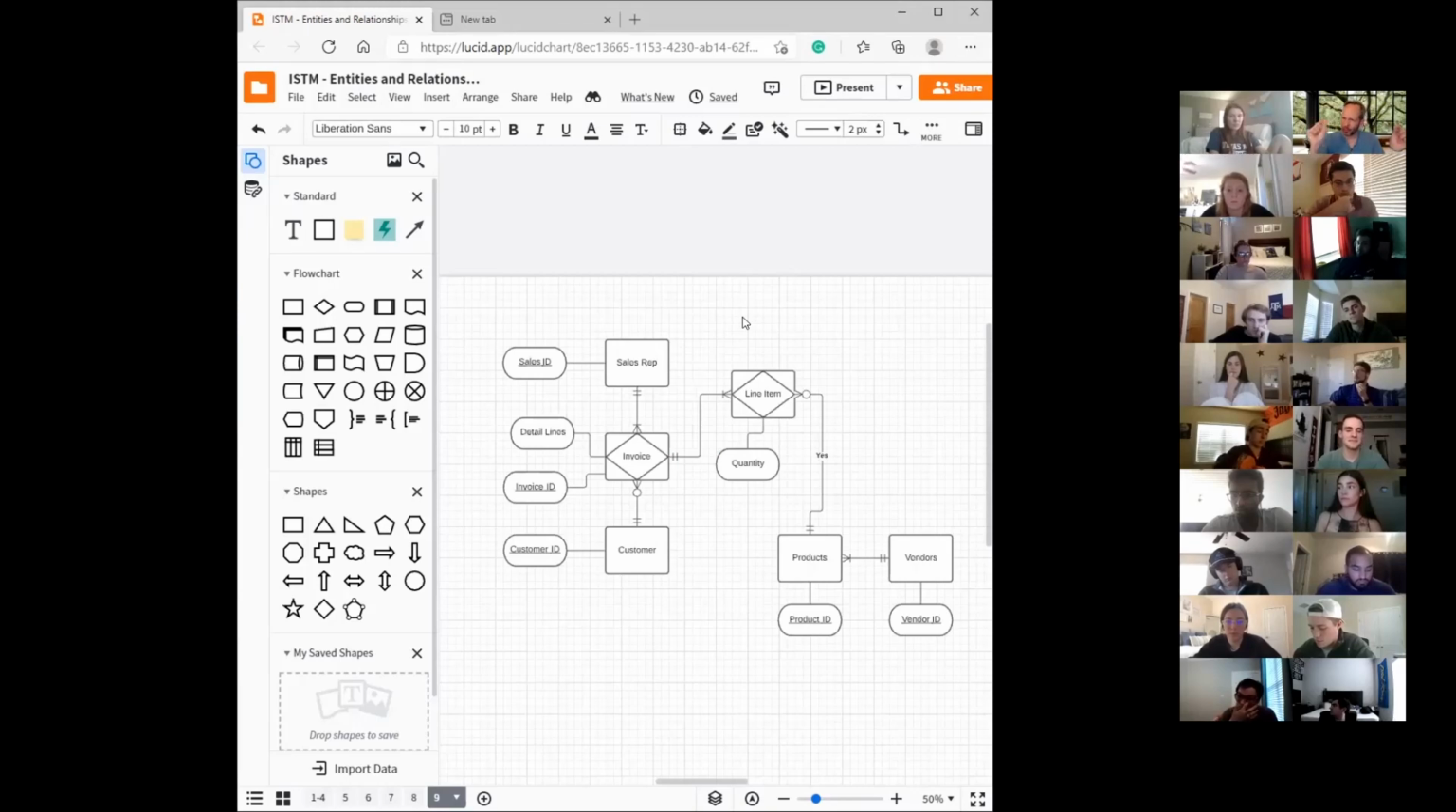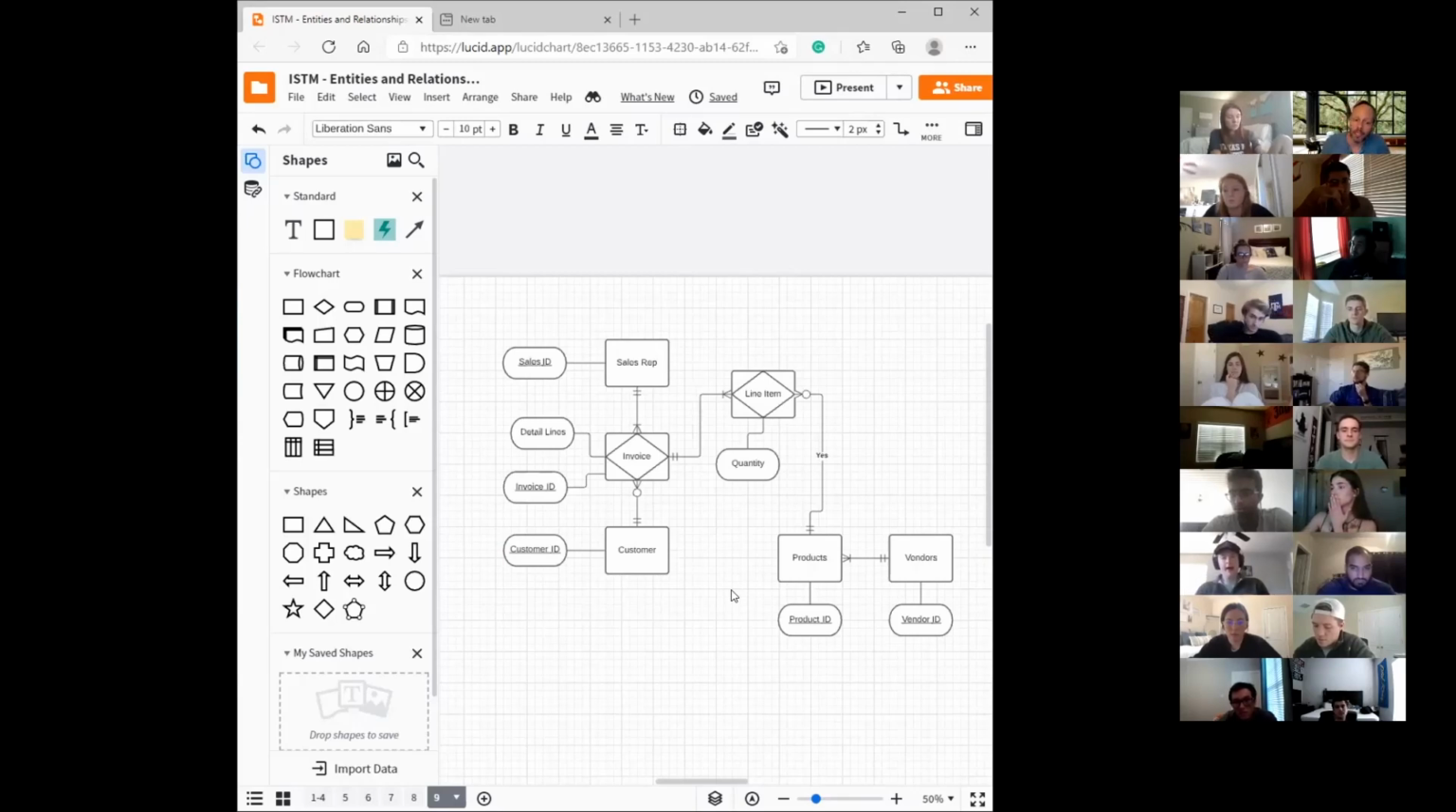Well, if it requires both of those to create that thing in the middle, that's an associative entity basically, right? In order for it to exist, the sales rep has to have a relationship with the customer. So it is effectively modeling that relationship. And that relationship could be happening over and over and over again. So you generate a new invoice every single time.